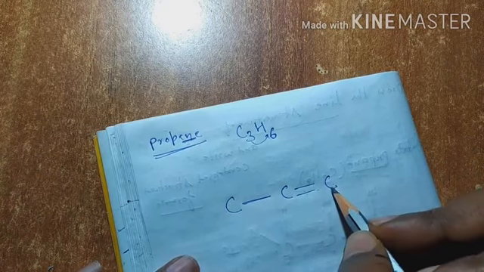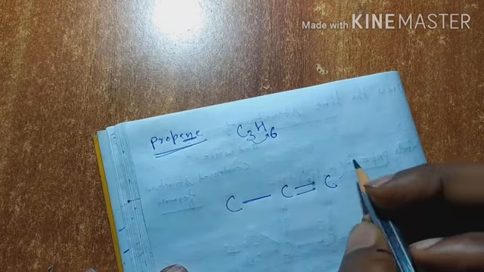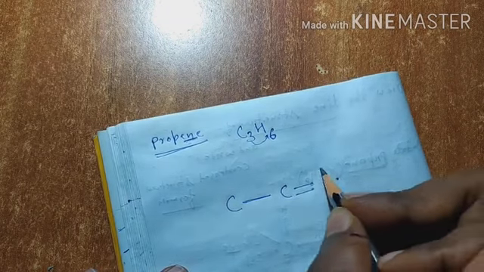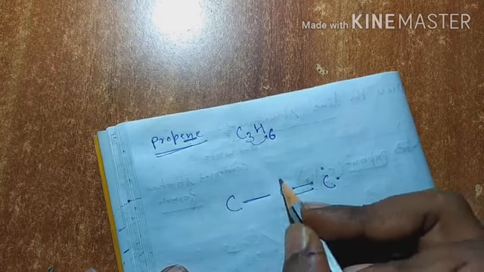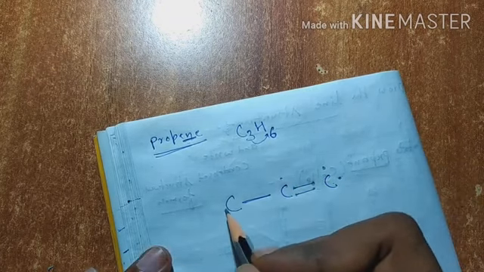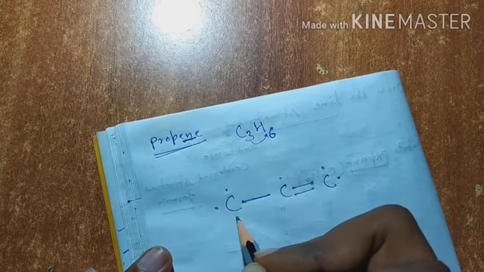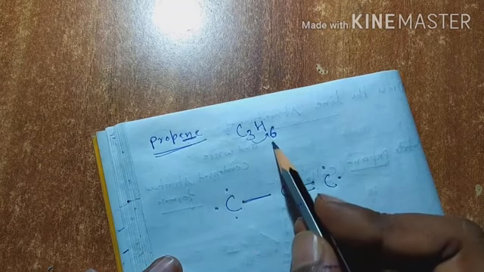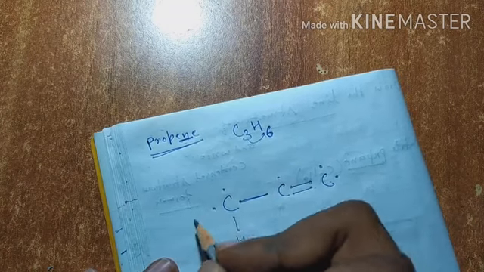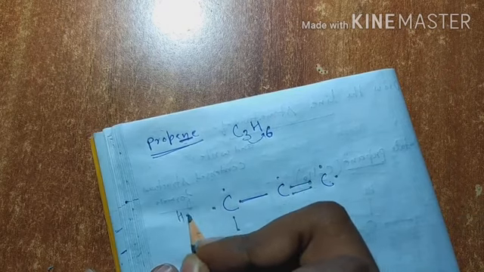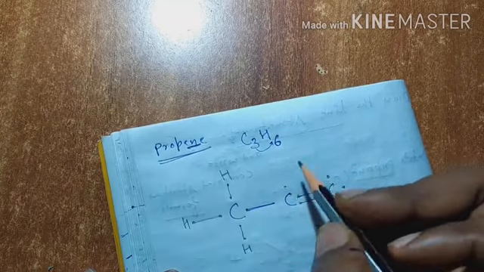In the case of carbon, there are 4 valence electrons. 1, 2, 3, 4. 1, 2, 3. Here is 1. Here 2, 3, 4. 6 hydrogens are here. So you can put hydrogen here.